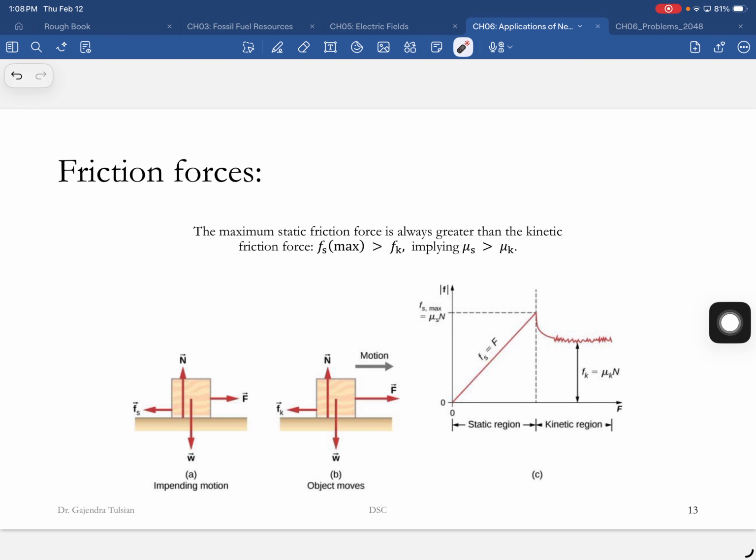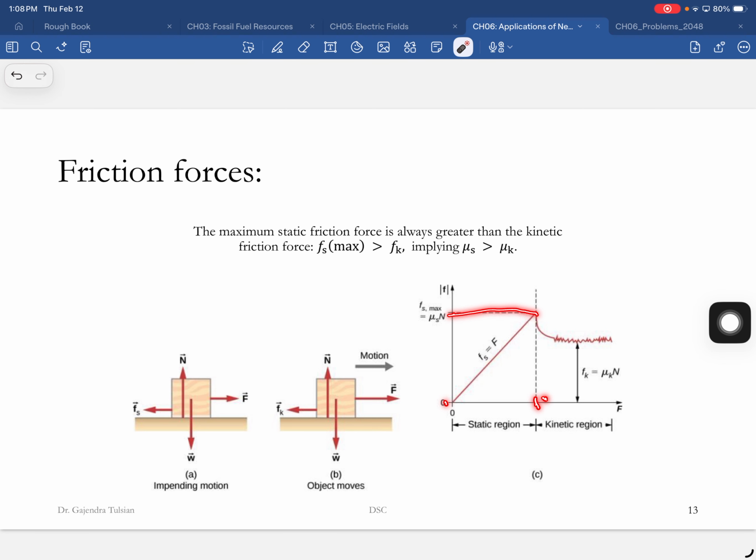All right, so going back to this example, let's say if you apply a force and this object didn't move, that is called a static friction force. And you saw that the static friction force matched this force and this object didn't move. And this applied force, you can increase. So this static friction force can be anywhere from 0 to a maximum value.